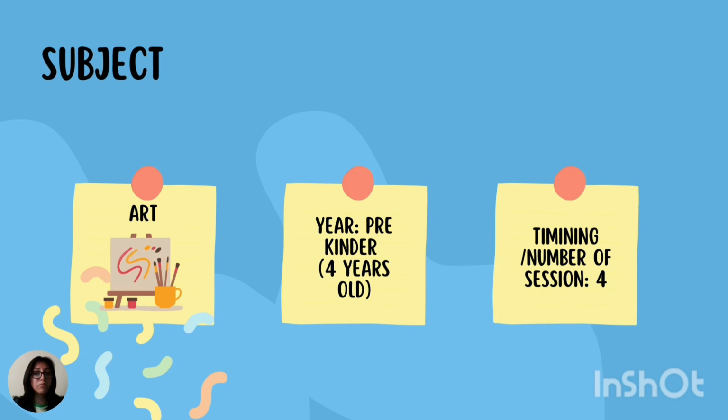In session number 4, the subject is art, which is aimed at 4-year-old children, and even geometric shapes and imperfect shapes are worked on throughout the session, which also means that the area of math is being worked on.